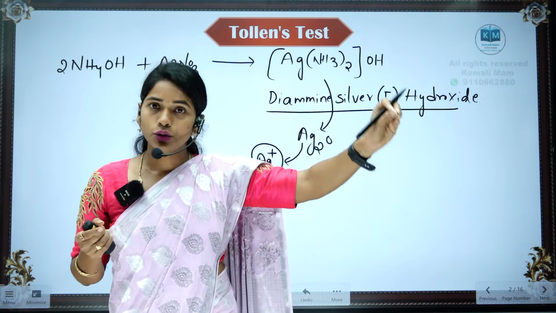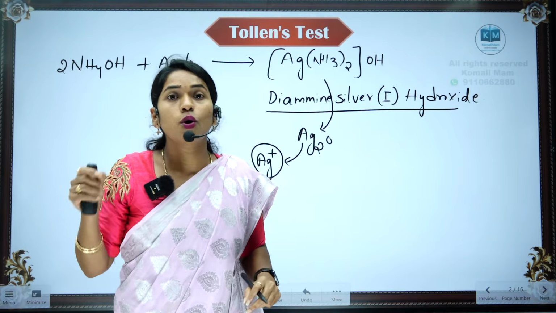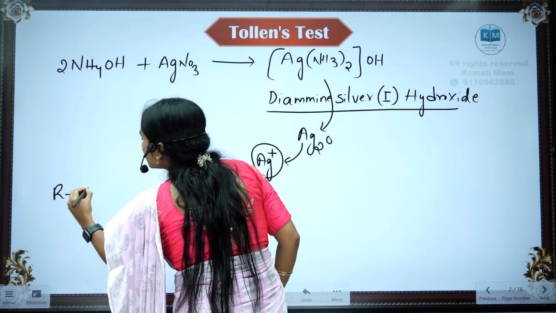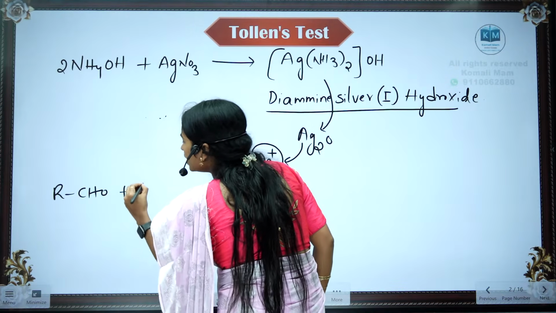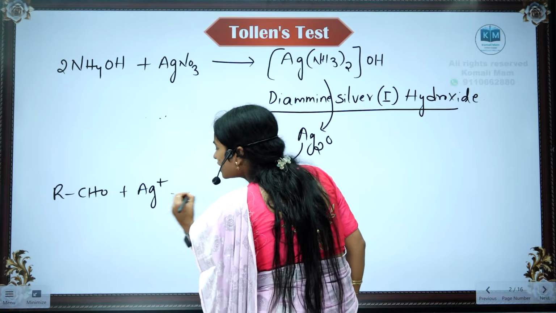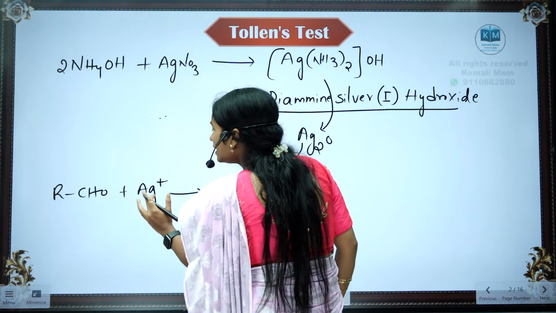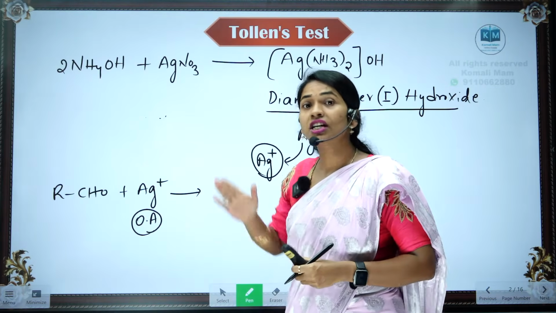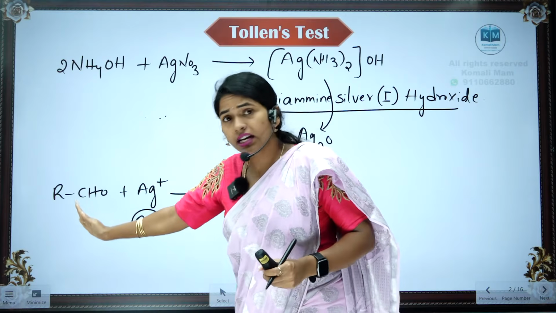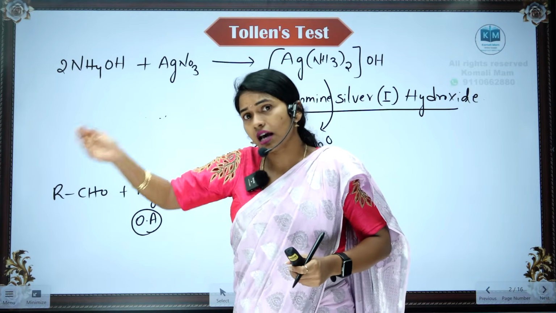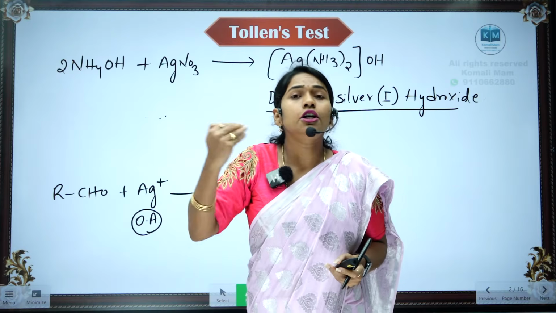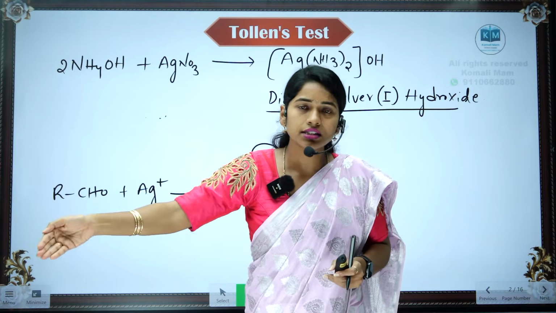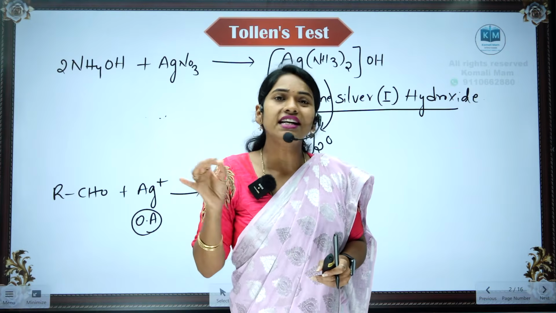So, when you add a Tollens reagent, Ag+ goes and reacts. Where does it go and react? On an aldehyde. If you add this Tollens reagent, Ag+ will attack, and it is a mild oxidizing agent. What do you mean by oxidizing agent? The substance which oxidizes other substances and itself undergoes reduction. We call it an oxidizing agent.